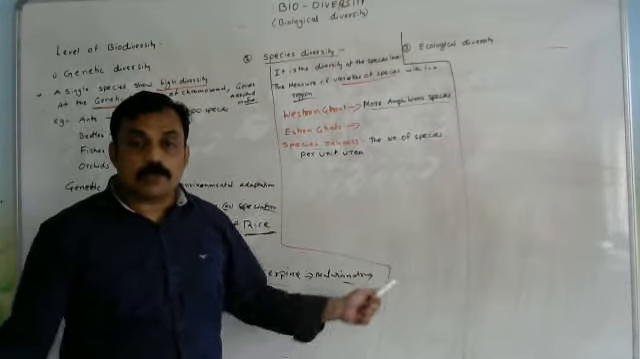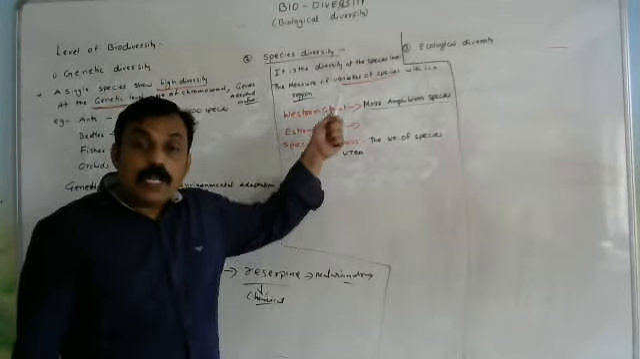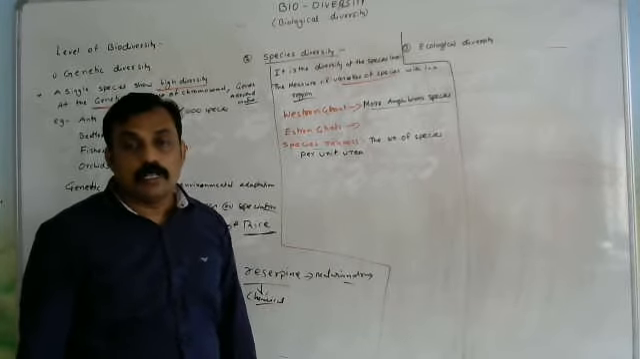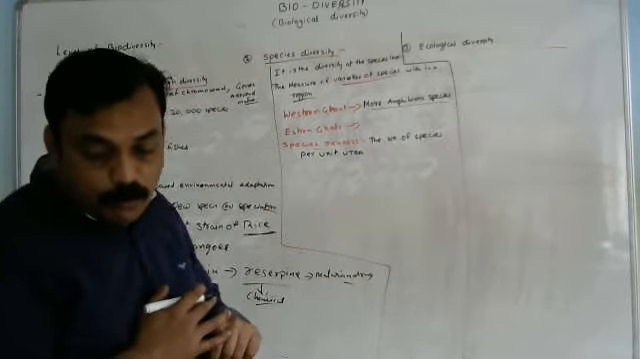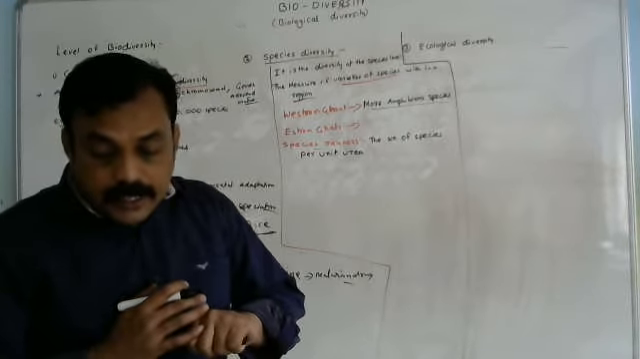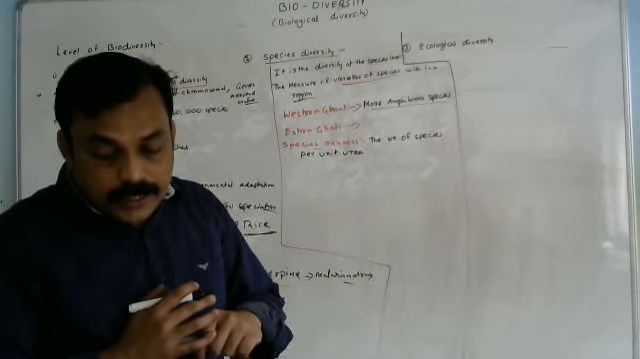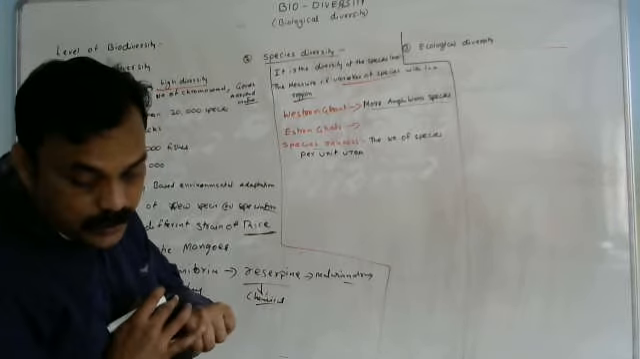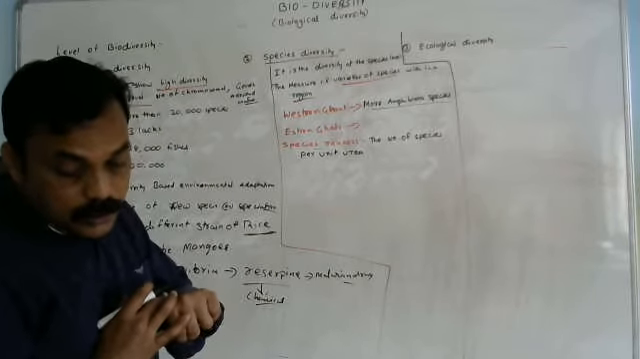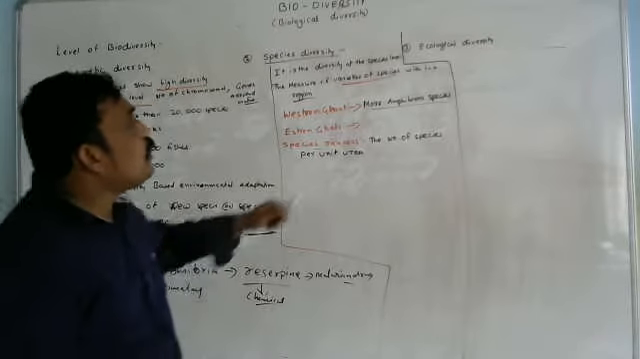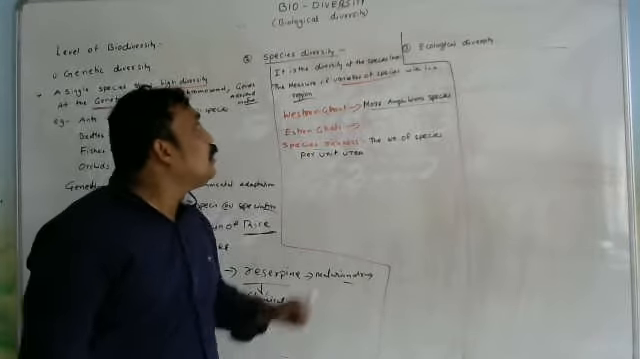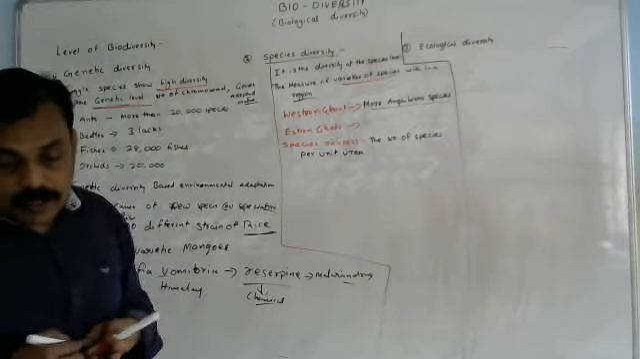Species evenness. Evenness means what? Related species are more in the Western Ghats compared with the Eastern Ghats. Why? Because that habitat is suitable. Okay, when species diversity increases, species richness is also increased. So the measure of varieties of species within a region, we can call species diversity.